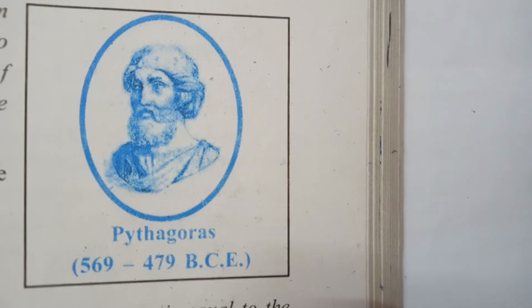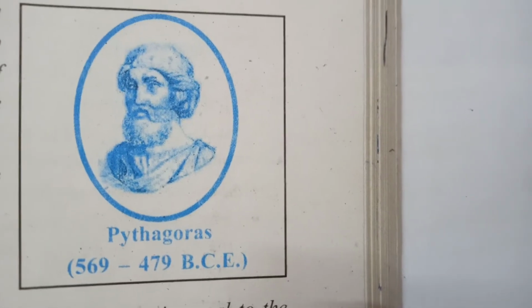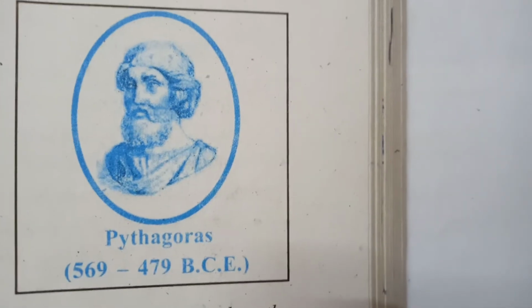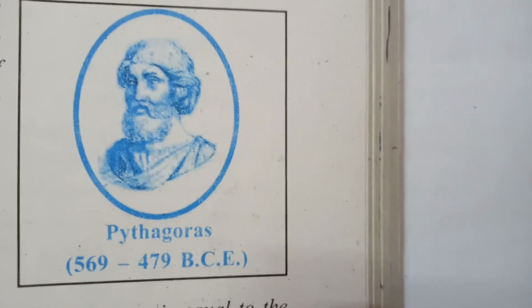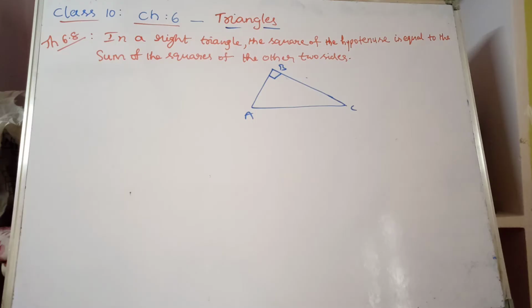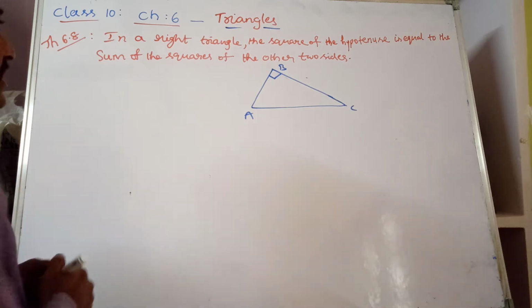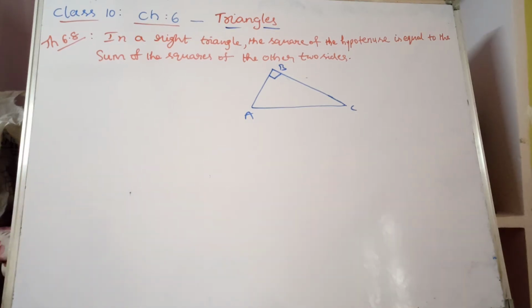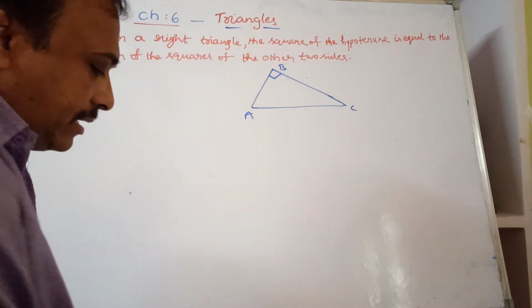Let us prove the Pythagoras theorem by applying similarity criteria of triangles. Now let us see theorem 6.8, which is the Pythagoras theorem.